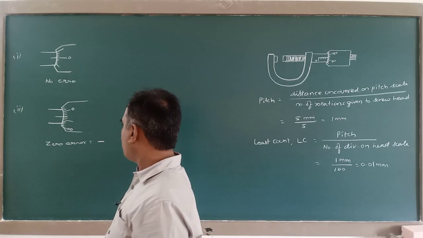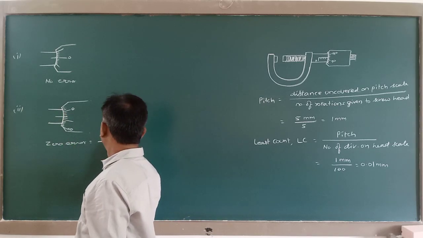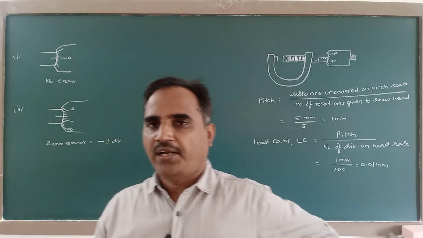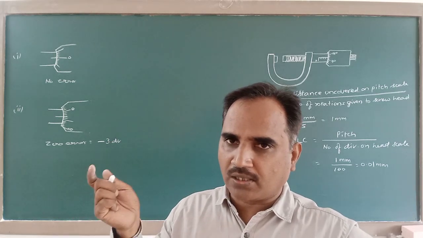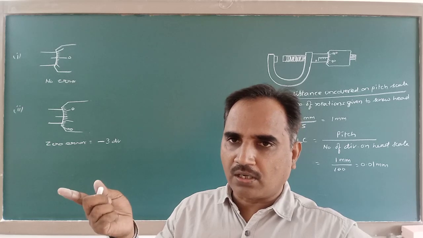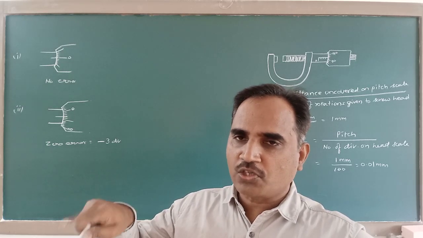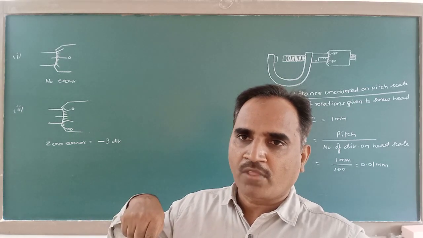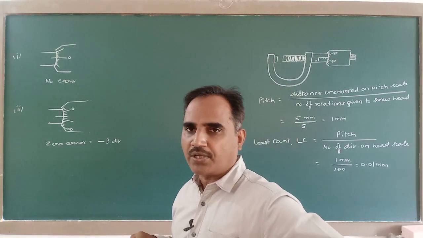How much negative error? 3 divisions, minus 3 division negative error. It has to coincide to 0th division. 0th division is nothing but 100th division. So instead of coinciding to this 0 or 100th division, it is coinciding to 97. That means less by 3 divisions. So this instrument is said to have a negative error of minus 3 division.